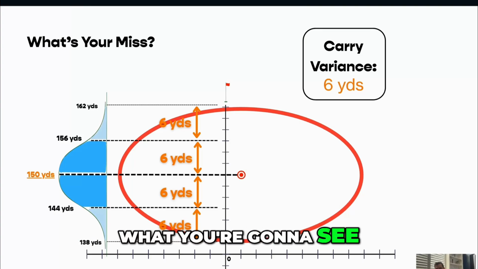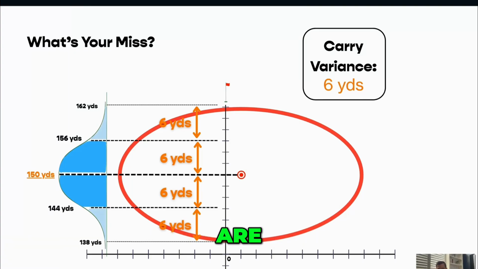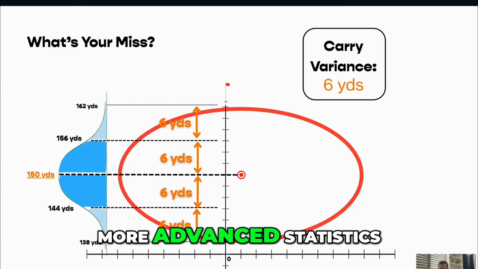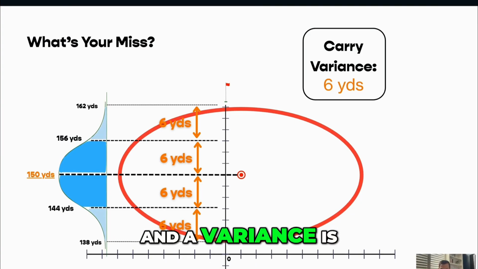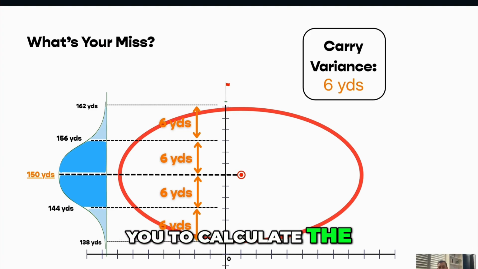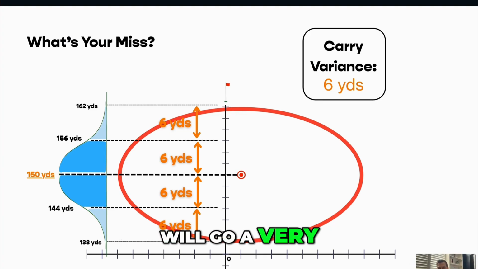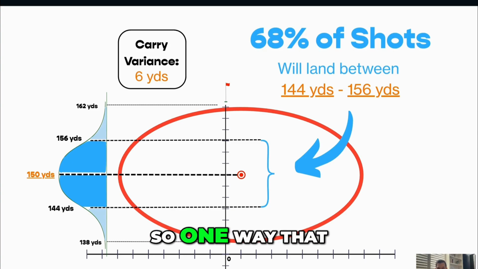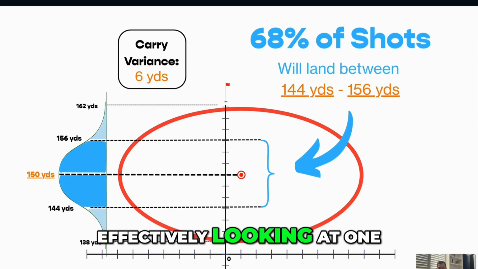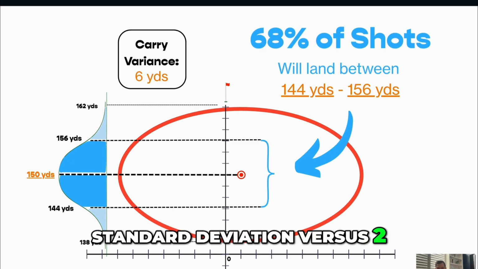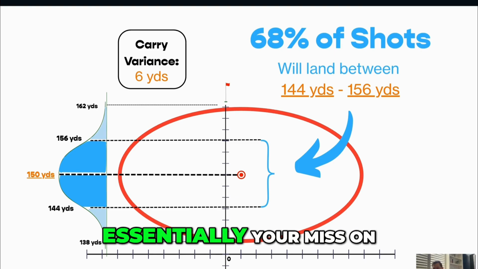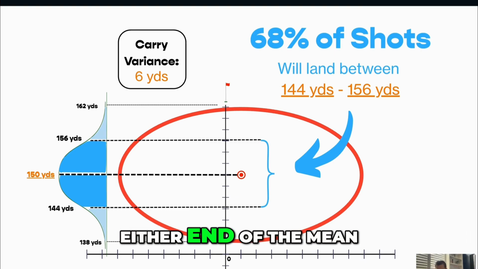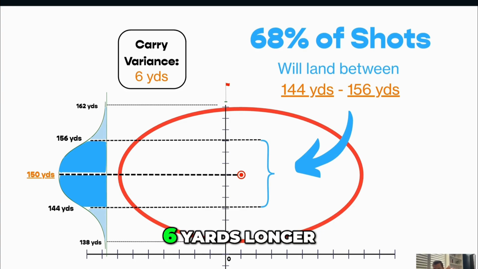Now, what you're going to see here is a lot of these shots are again going into kind of more advanced statistics. They form a bell curve, right? And a variance is effectively a way for you to calculate the odds your next shot will go a very specific distance. So, one way that we do that is effectively looking at one standard deviation versus two standard deviations. So, one standard deviation against your mean is essentially your miss on either end of the mean. So some may go 6 yards longer, some may go 6 yards shorter.